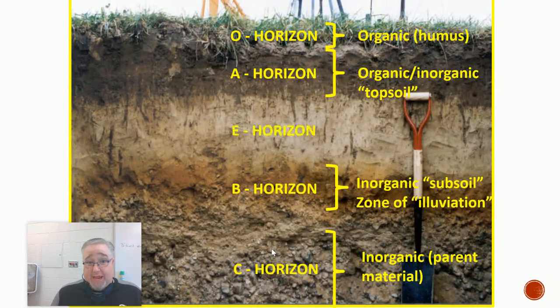Now, this layer is kind of distinct. It's called the E horizon. It's also known as something called the zone of eluviation. So, vocab time. The reason why you have this layer is because some soils, in fact, a lot of soils, to be honest with you, have things in the upper layers that can move through the soil.